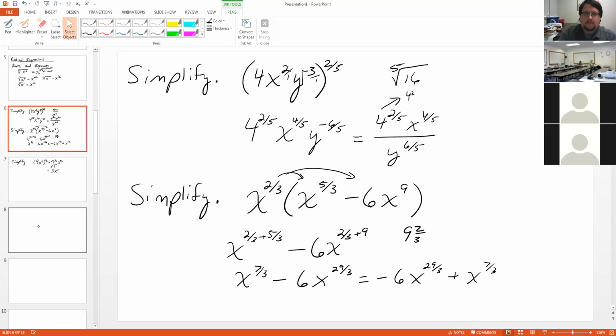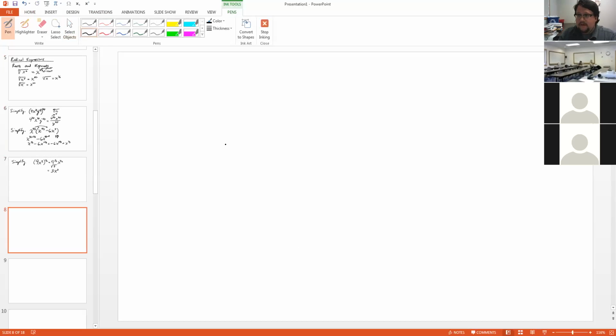Now, the second part of this second section, they're going to ask you to simplify some roots. So let's talk about some common roots here.